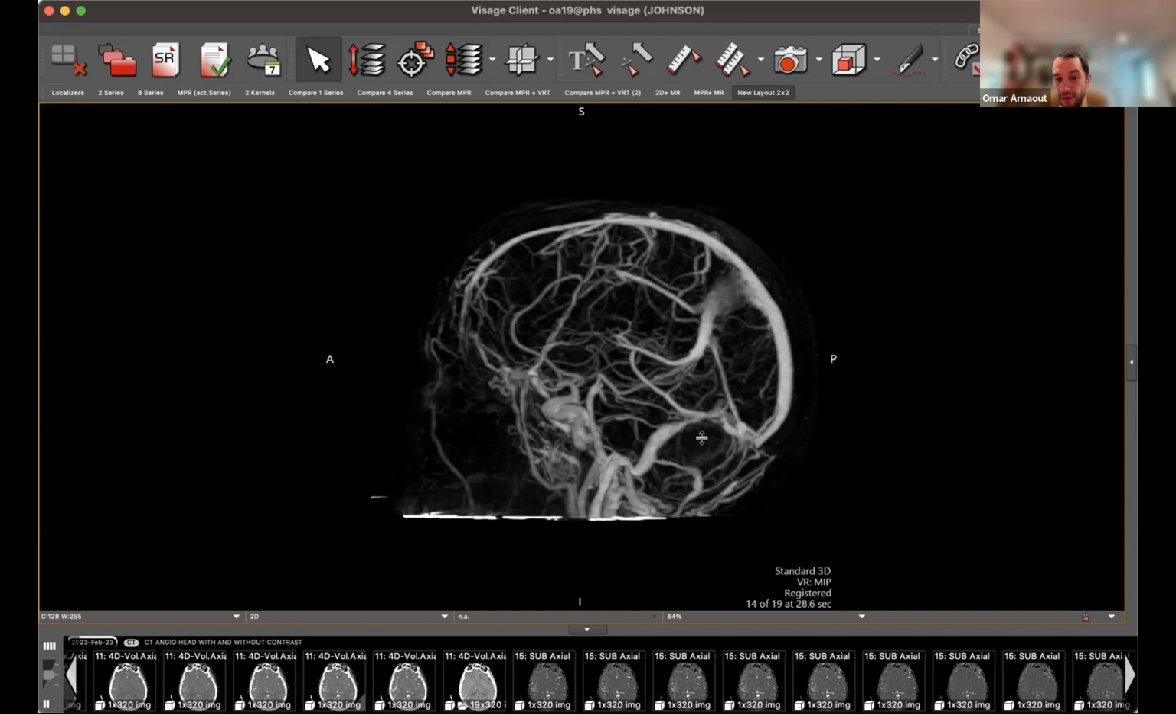And you can see where the transverse sinus is attenuated. And what I wanted to highlight in this particular case is this is also where the left side of the dominant labbe is inserting into the transverse sigmoid junction.